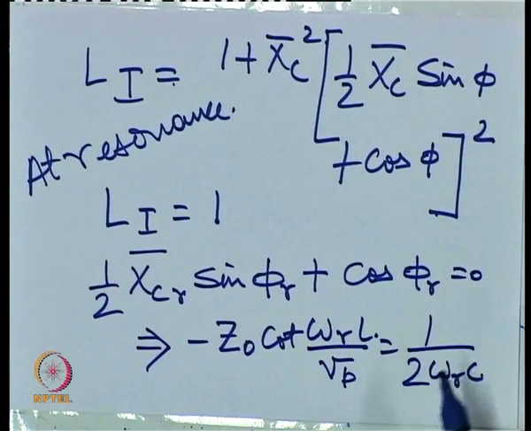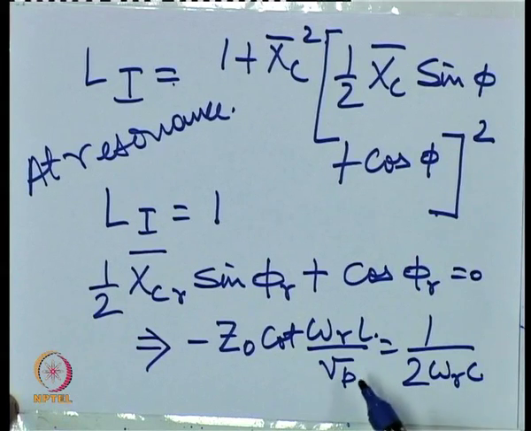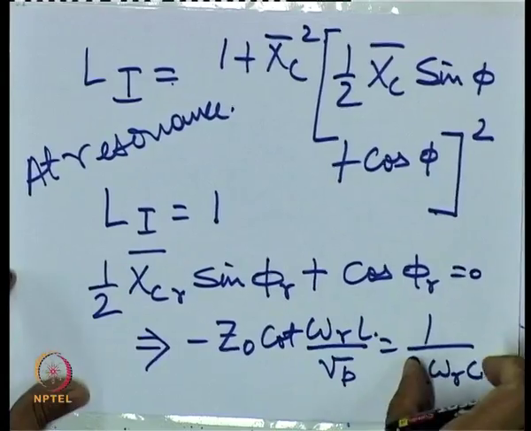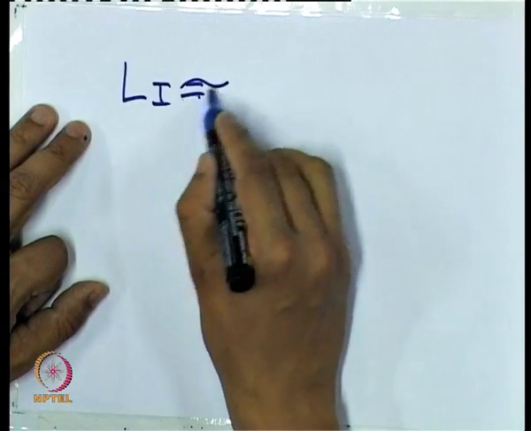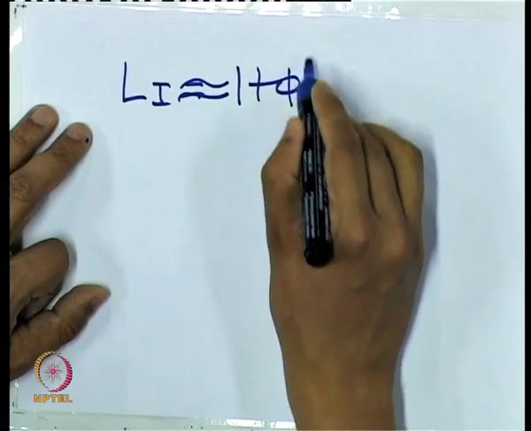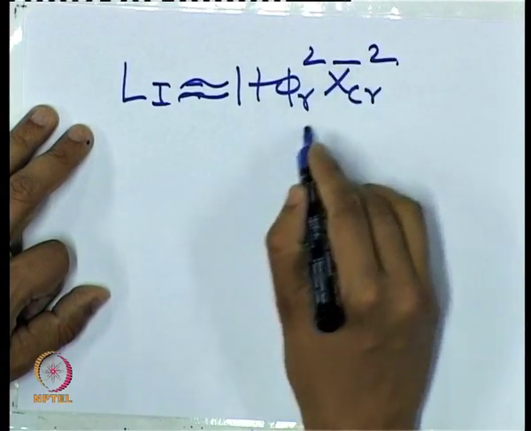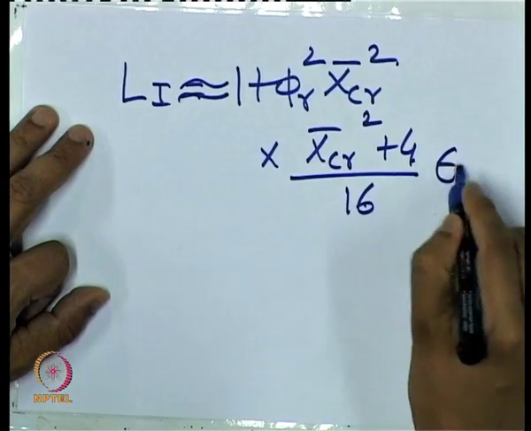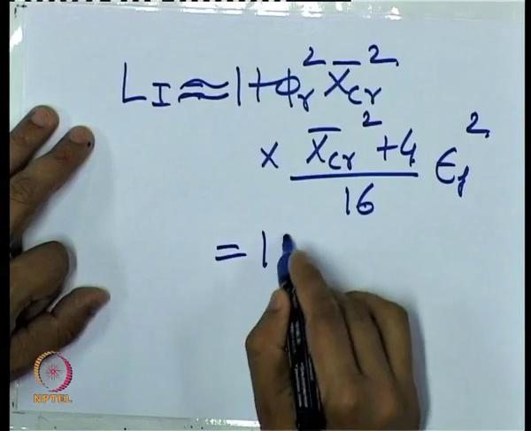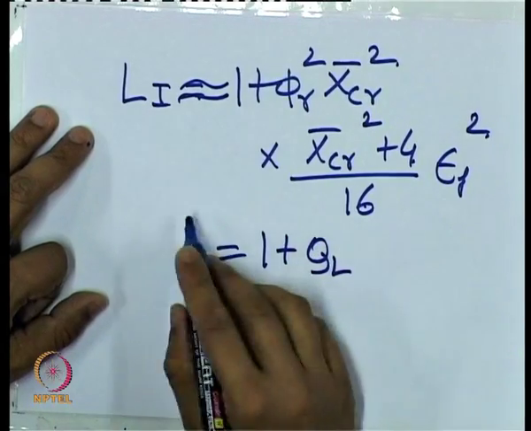Now, this is an iterative equation. This equation has to be solved iteratively because there is no closed form value for this omega r. And if you just write a program in MATLAB, you can easily find out using numerical methods the value of omega r. To make this calculation a bit easier, this Li can be further simplified. I should write it approximately as 1 plus phi r square XCr bar into XCr bar square plus 4 upon 16 epsilon f square, and this I just stated as a formula for the Li of a band pass filter.